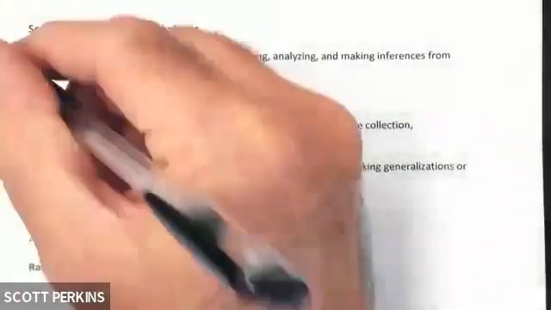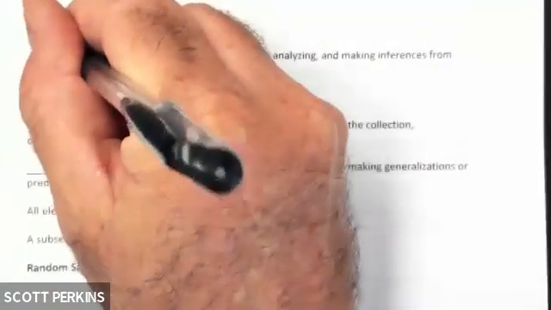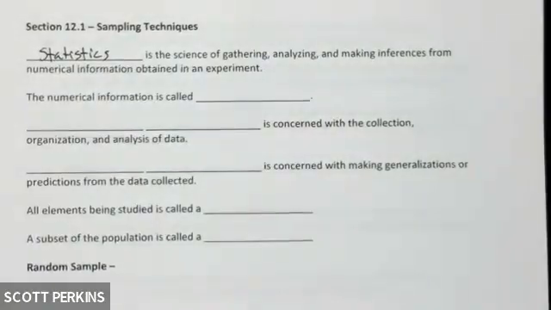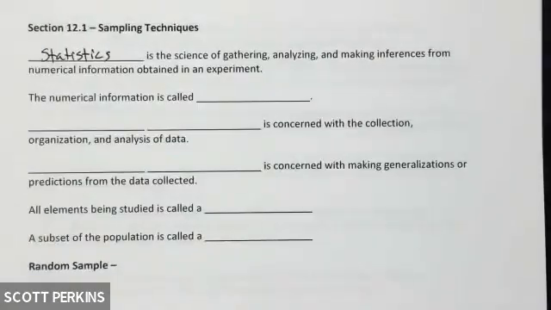So first thing is statistics. And there will be a couple of multiple choice vocabulary questions on this next test. Nothing fill in the blank. I try to make them as obvious as I can, but there's a bunch of different terms. So statistics is the science of gathering, analyzing, and making inferences from numerical information that you obtain in an experiment.